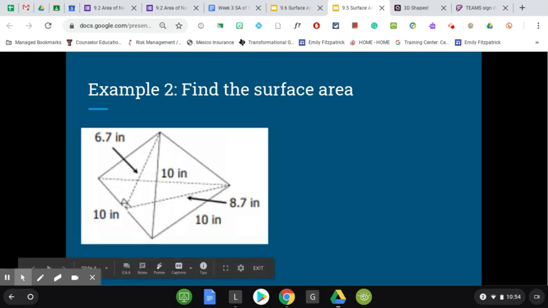Okay, here is the second one. So we have a pyramid again, but this time it's a different pyramid because the base is different. Look at the base. What shape is the base this time? Triangle. The base is a triangle. Last time our base was a square. This time it's a triangle. So when we find the perimeter of the base and the area of the base, we're finding that of a triangle. Let's start by writing the formula.